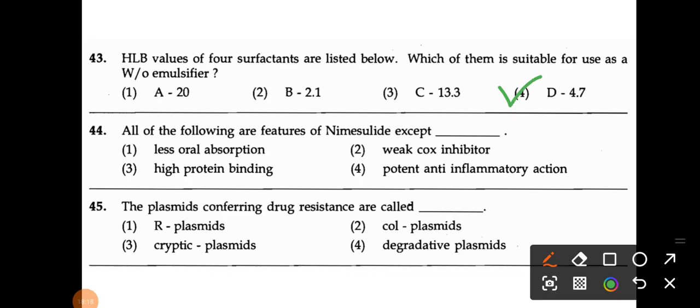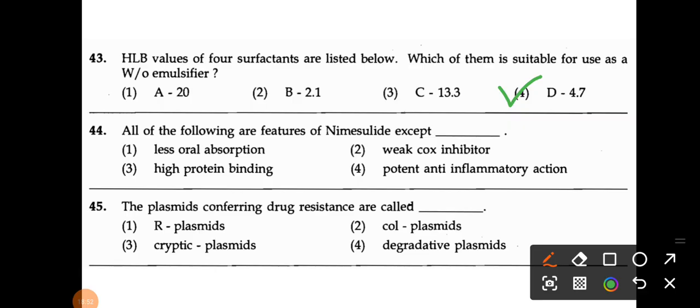Okay. Next one, 44. All of the following are features of nimesulide except: less oral absorption, weak COX inhibitor, high protein binding, potent anti-inflammatory actions. So this is again a question from pharmacology. We have to know what nimesulide is. Nimesulide is a drug from the non-steroidal anti-inflammatory agents, that is the NSAIDs. So here are the different points they have given regarding nimesulide. Which one is the except, right? What they are asking? Except.